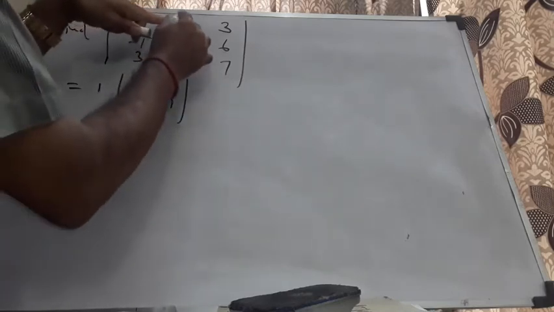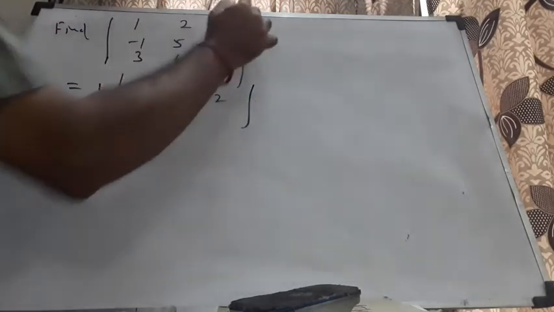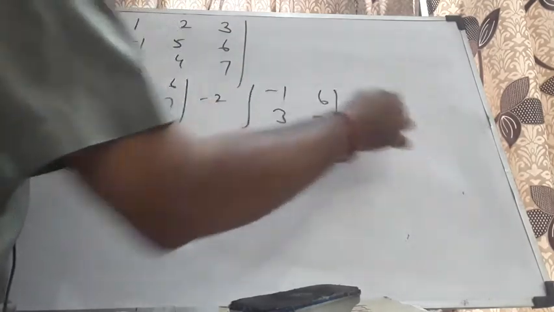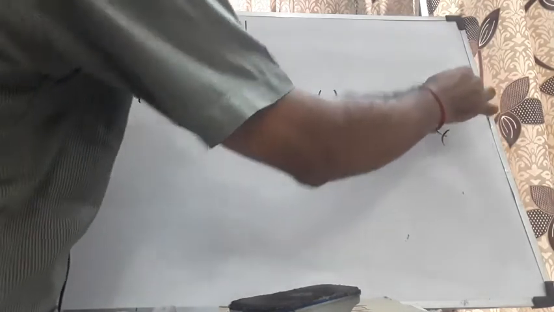Okay, then for this I'll get a minus sign because the position is minus 1 raised to 1 plus the power becomes odd. Remove the row and column. I'll get minus 1, 6, 3, 7. Then I'll have a plus sign here. I'll remove the row and column. Minus 1, 5, 3, 4.